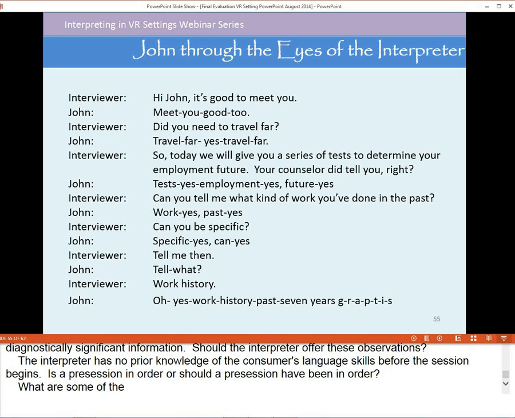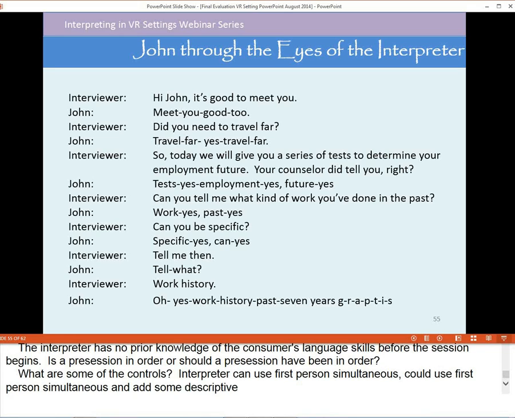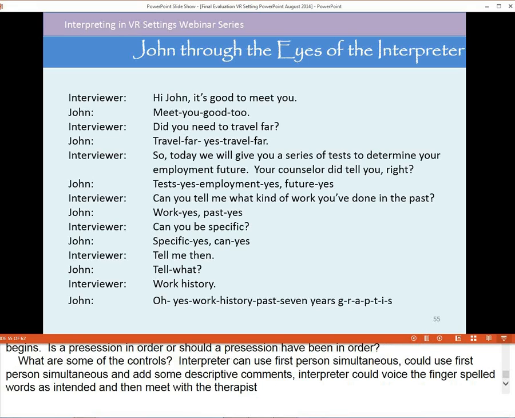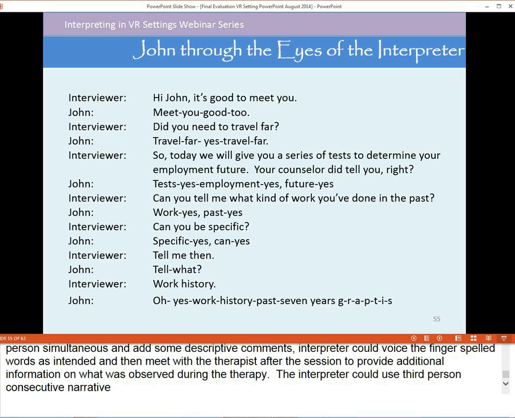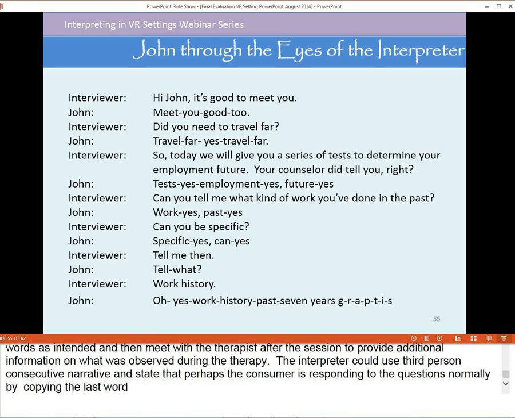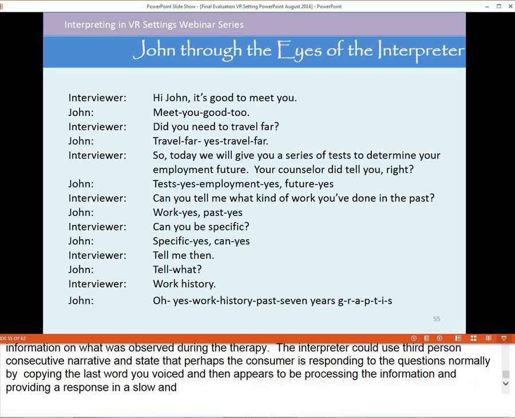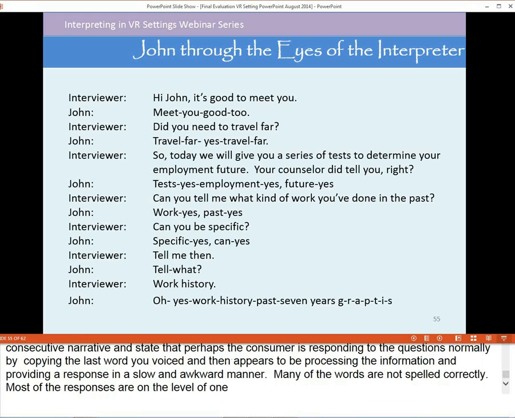What are some of the controls? Interpreter can use first person simultaneous. Could use first person simultaneous and add some descriptive comments. Interpreter could voice the fingerspelled words as intended and then meet with the therapist after the session to provide additional information on what was observed during the therapy. The interpreter could use third-person consecutive narrative and state that perhaps the consumer is responding to the questions normally by copying the last word you voiced and then appears to be processing the information and providing a response in a slow and awkward manner. Many of the words are not spelled correctly. Most of the responses are on the level of one word to short phrases.